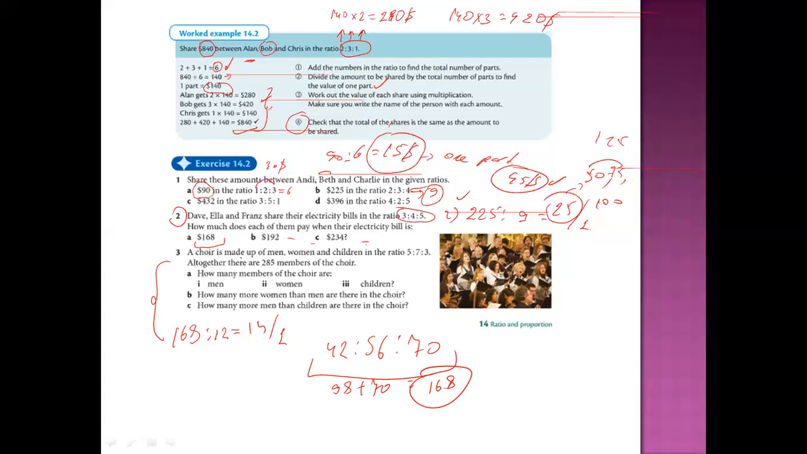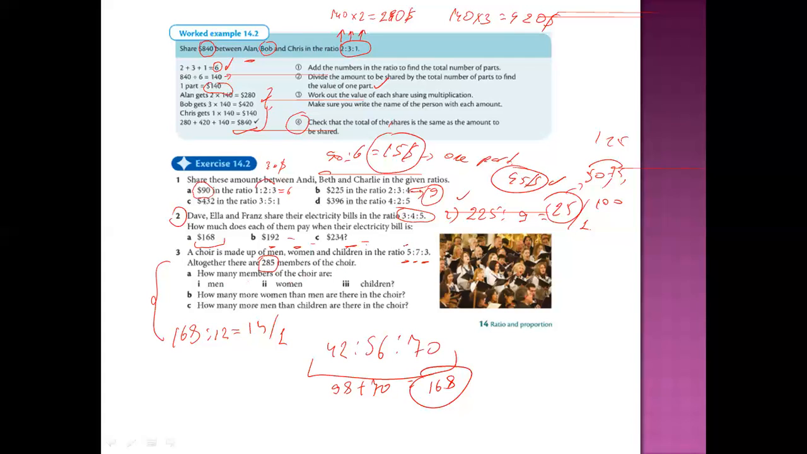A choir is made up of men, women, and children in the ratio 5:7:3. A choir, you know, choir. If you don't know, please check with your dictionaries. Altogether, there are 285 members of the choir. Okay, the total number of the choir is 285. And from them, in the ratio, 5 are men, women are 7, and the children are 3. So what is the question? How many members of the choir are men?